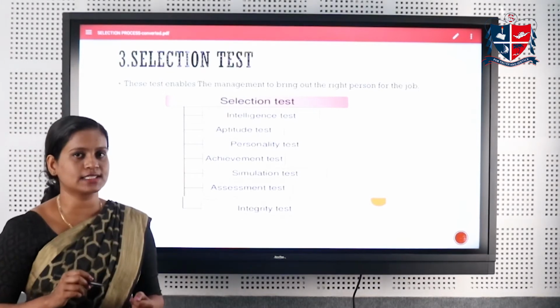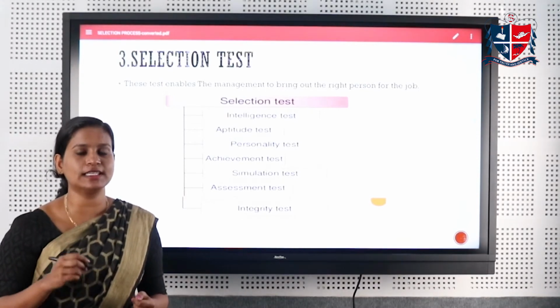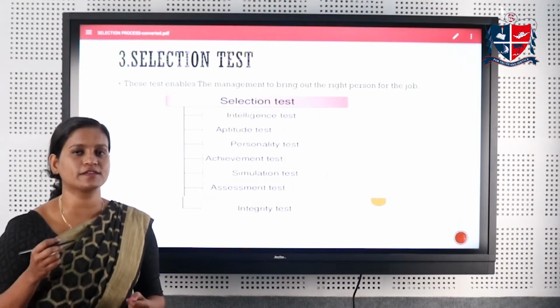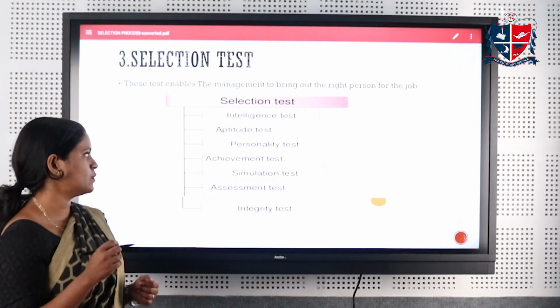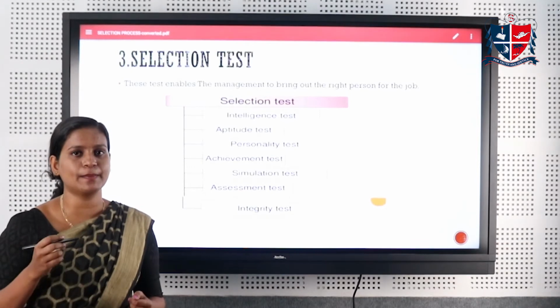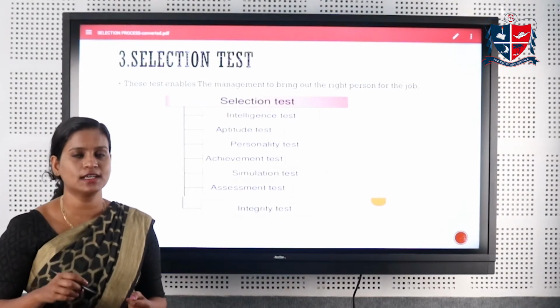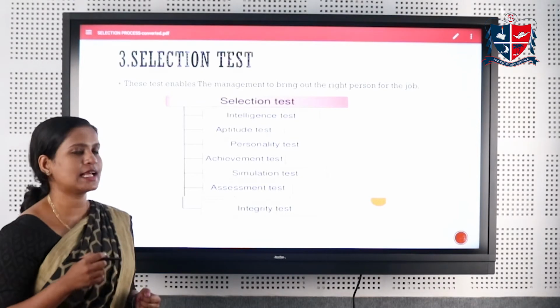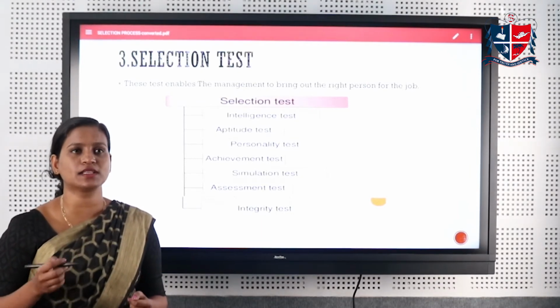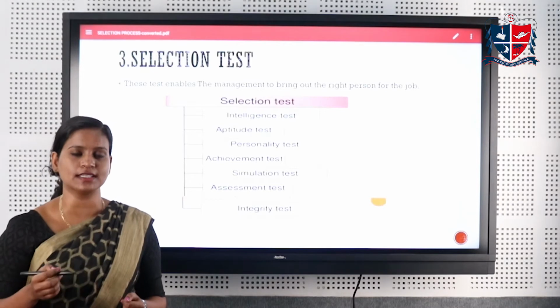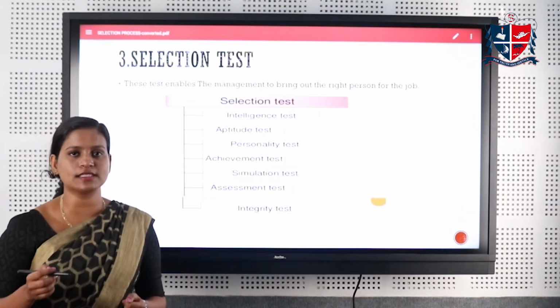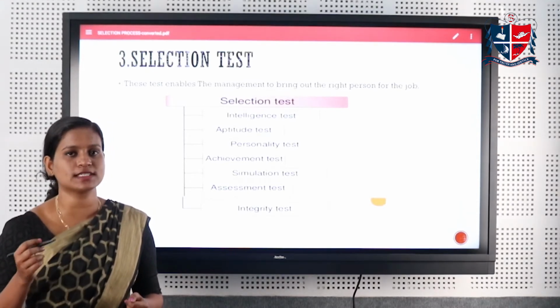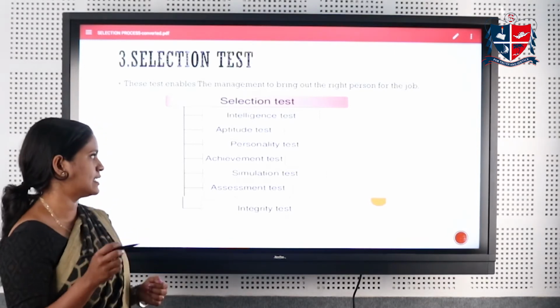So, the intelligence test. The intelligence test measures the learning as well as the mental ability of the candidate. The second one is the aptitude test. It measures the ability to learn any particular skill which is required for a particular post. Now the third is the personality test. The personality test is connected with the psychological factors of the candidate, like integrity, honesty, sensitivity, sentiments, emotions, etc., which will be measured in the personality test.